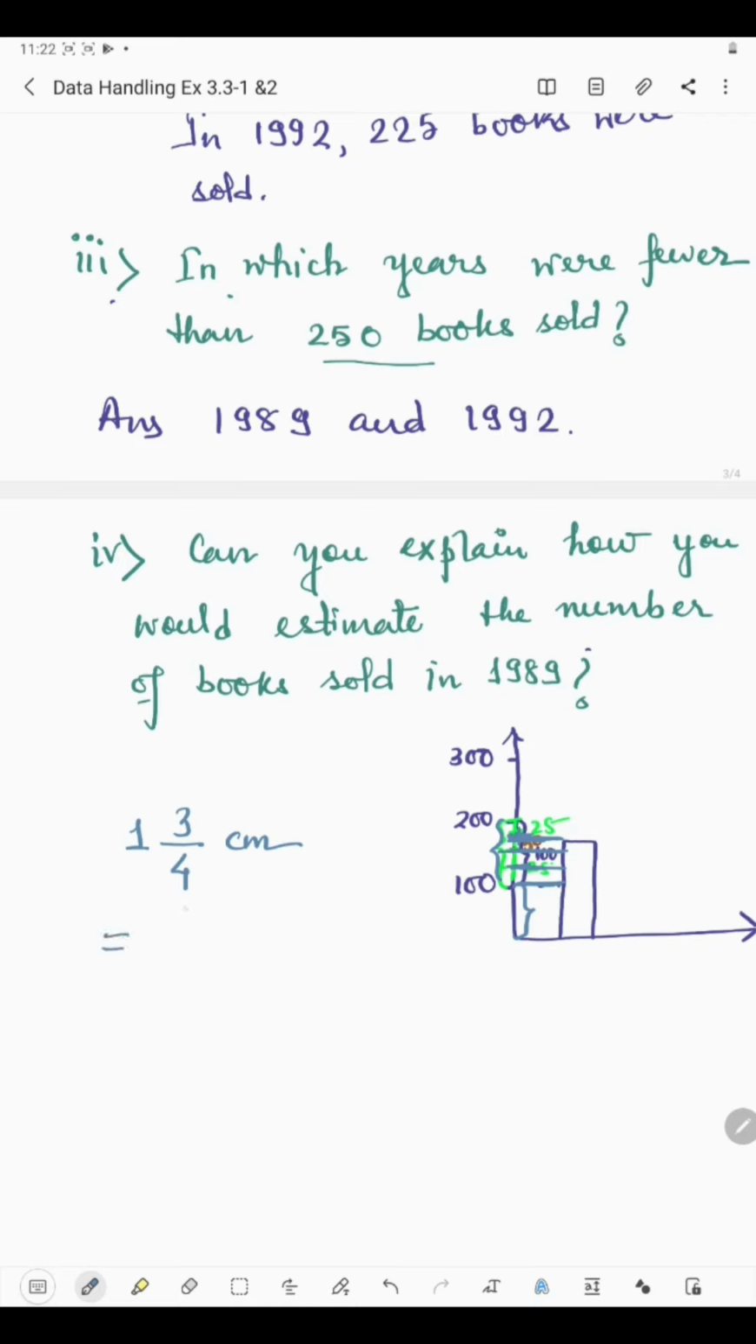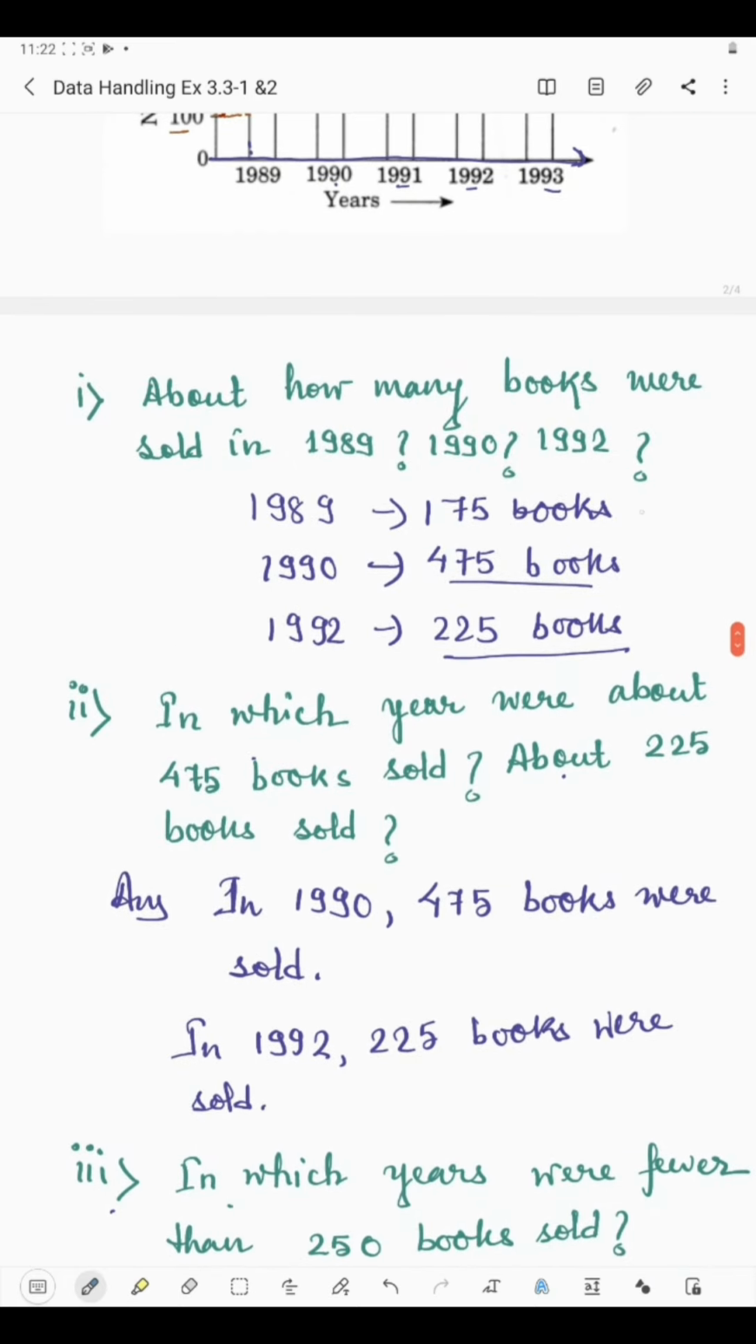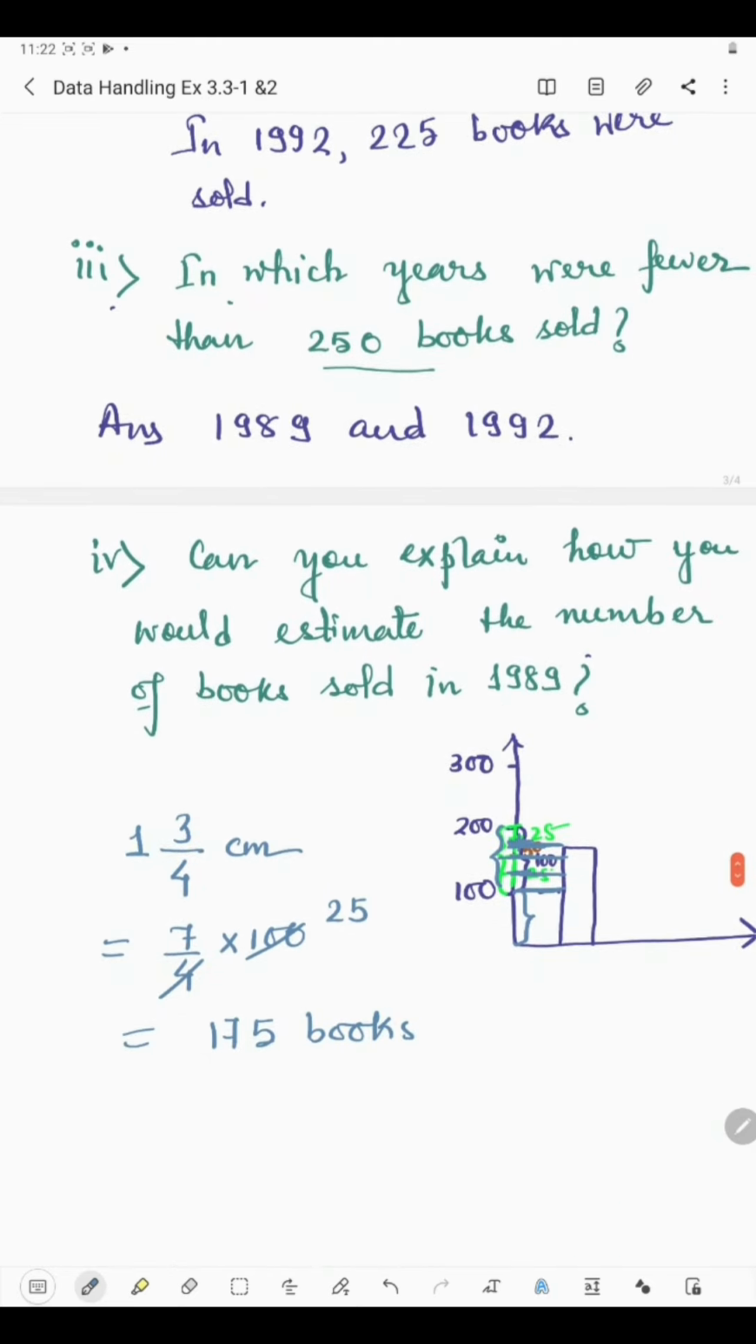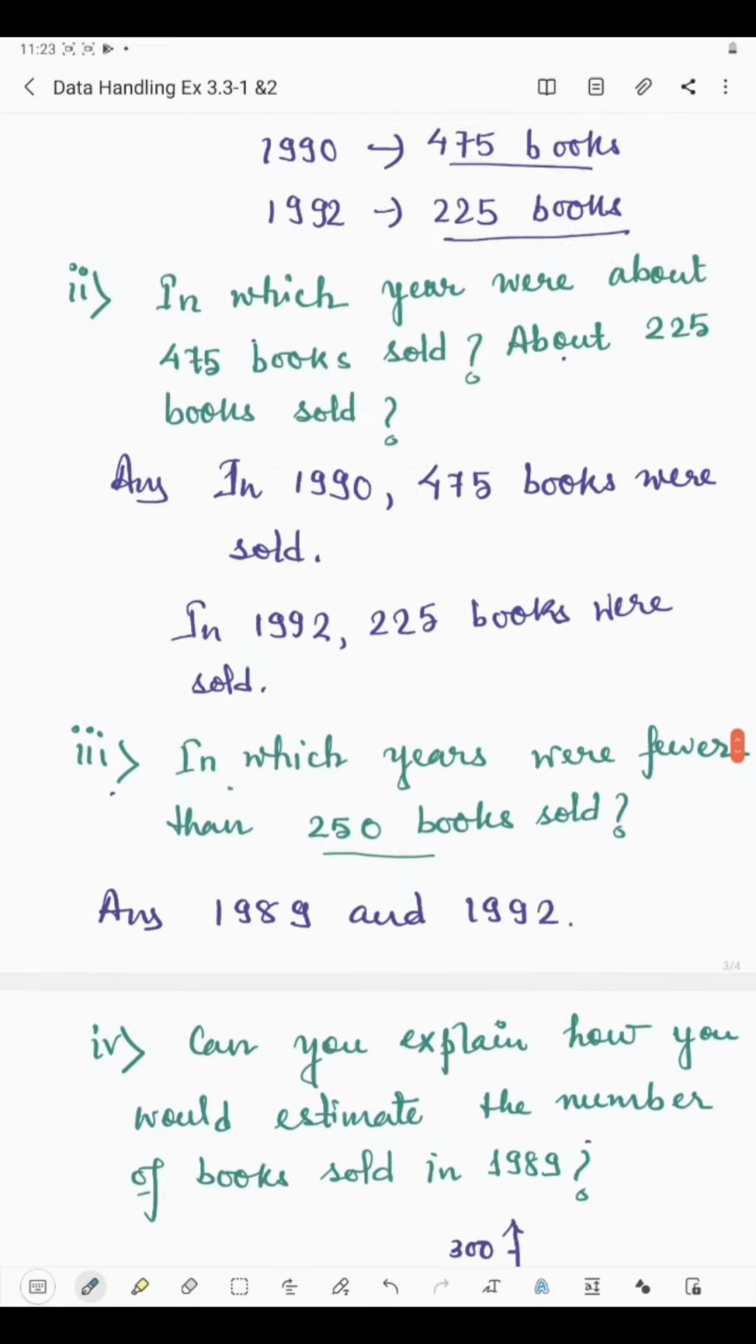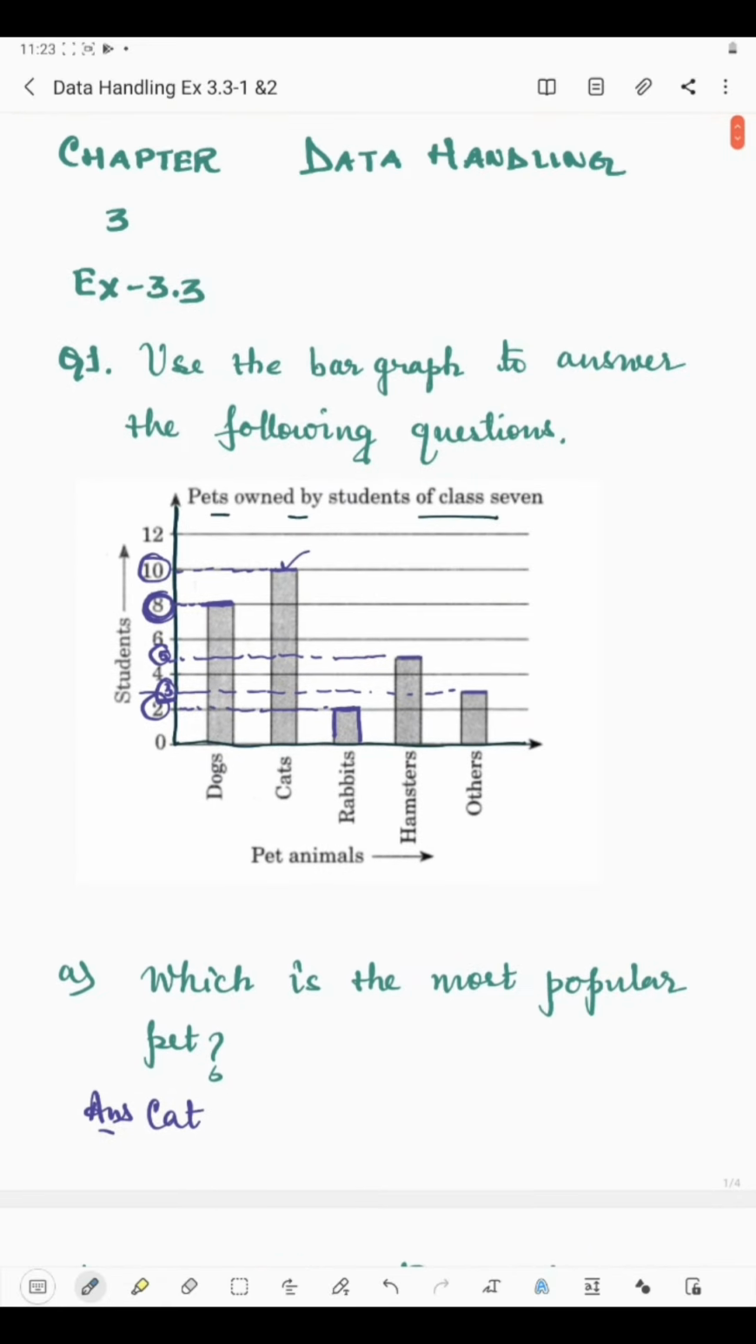Now when you convert this into an improper fraction, it becomes 4 times 1 is 4, 4 plus 3 is 7/4 centimeter. When you multiply by 100, 4 twenty-fives is 100. So 7 fives is 35, carry 3, 7 twos is 14, 15, 16, 17. So 175 books. In this way we have got the number of books sold in 1989. See, here we have written 175 books were sold in 1989. So this way we have estimated the value. So this was all about question number 2 and 1. Thank you, students.